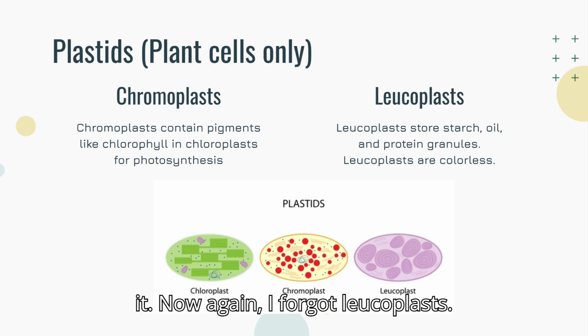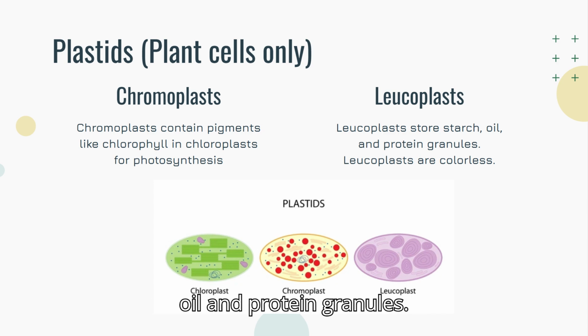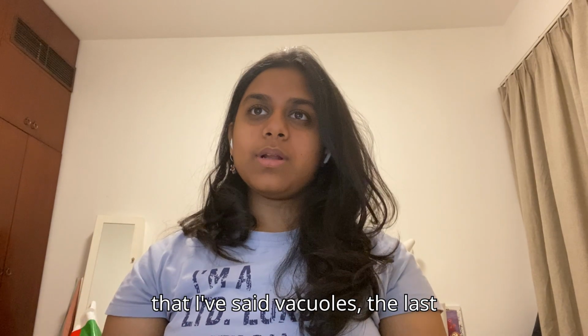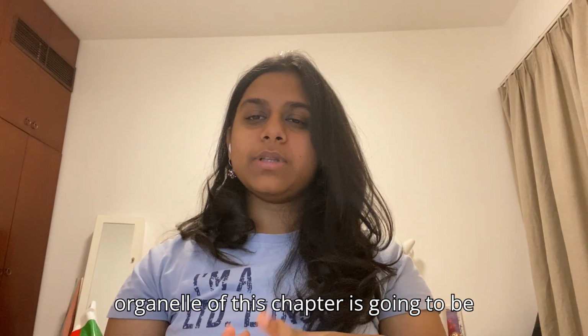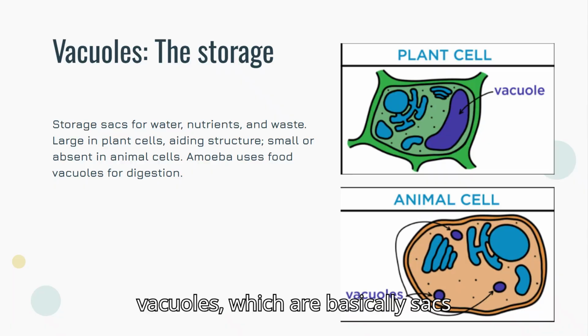Now again, I forgot leucoplasts. Leucoplasts are kind of similar to vacuoles. They store starch, oil, and protein granules. Now that I've said vacuoles, the last organelle of this chapter is going to be vacuoles, which are basically sacs or vesicles that store anything from water to cell sap in plant cells.